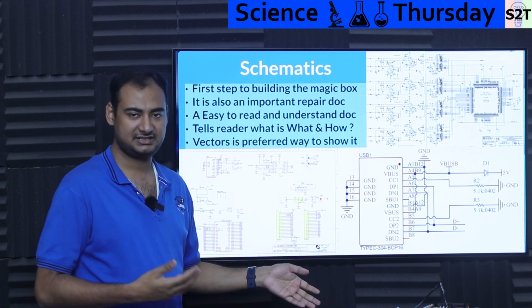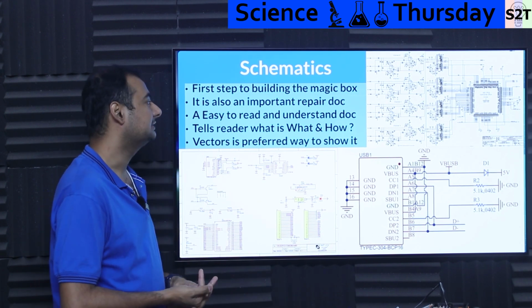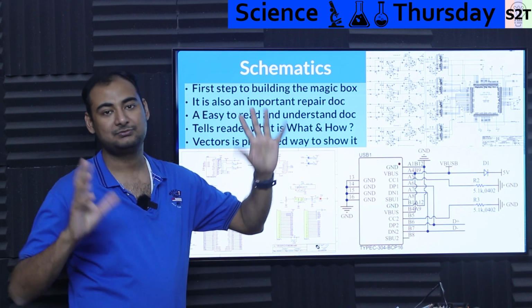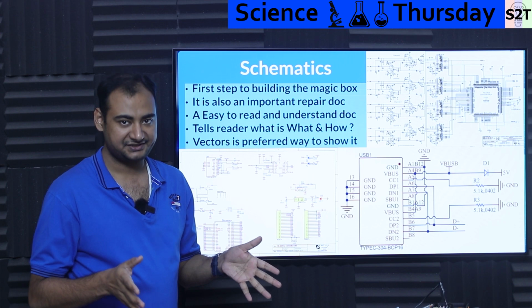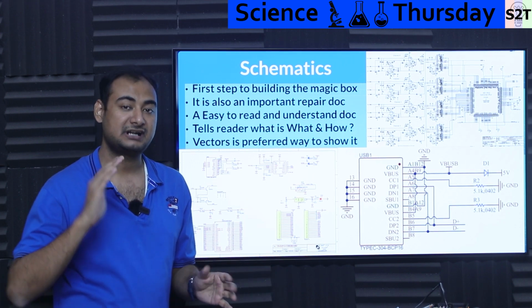Same way, this is a very simplified design. You may have something more complex. So you have an idea that is supposed to become the next magic box. So we build a schematic for that. And here's the deal. That schematic is also important after you have built it.